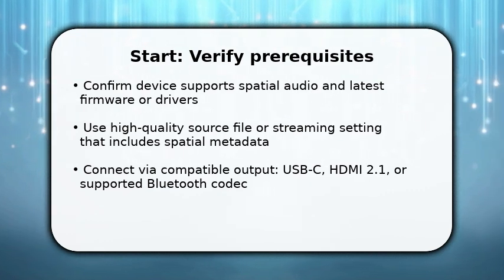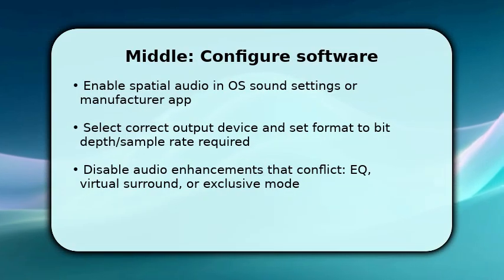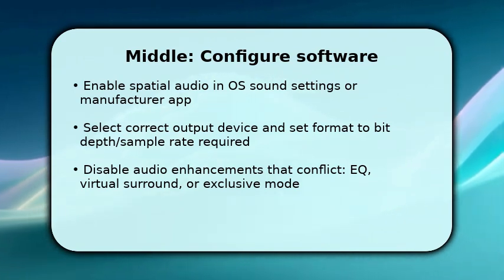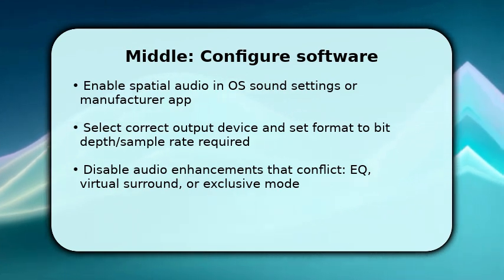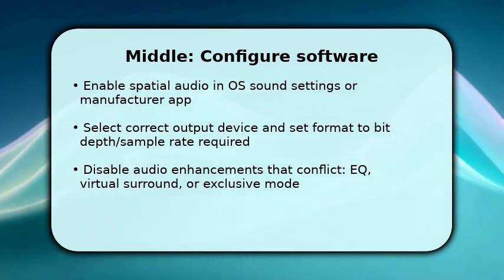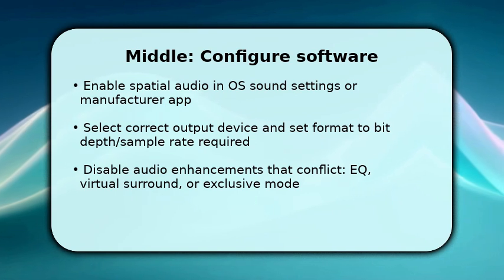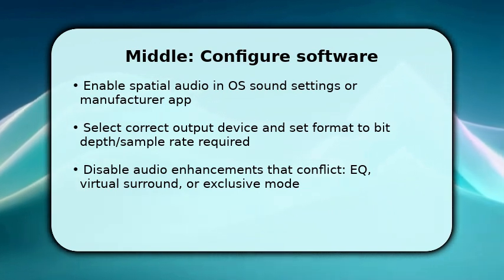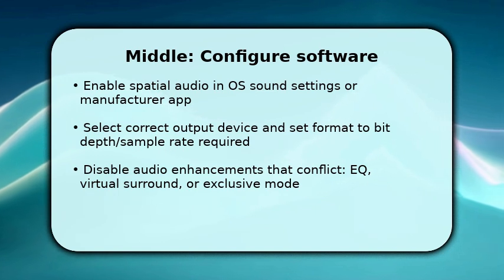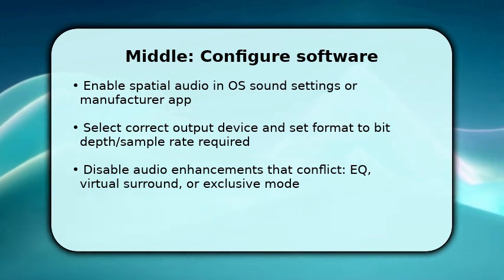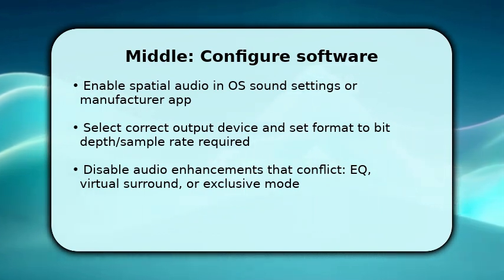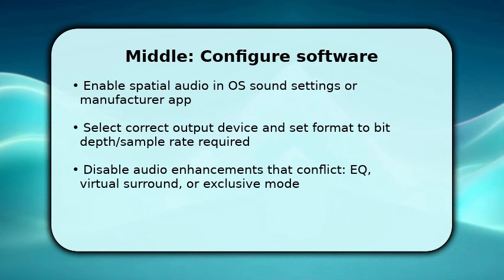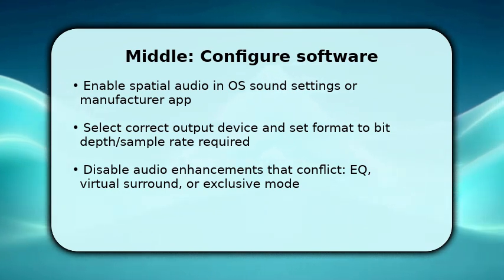Now configure the software layer. Open your operating system sound settings or the device maker's app and enable spatial audio explicitly. Then choose the correct output device and set its format to the bit depth and sample rate recommended by the hardware. Mismatched formats can disable spatial rendering. Also, turn off audio enhancements like EQ, virtual surround, or exclusive mode that override spatial processing. This sequence ensures the pipeline from software to hardware remains unaltered, so finish by testing.